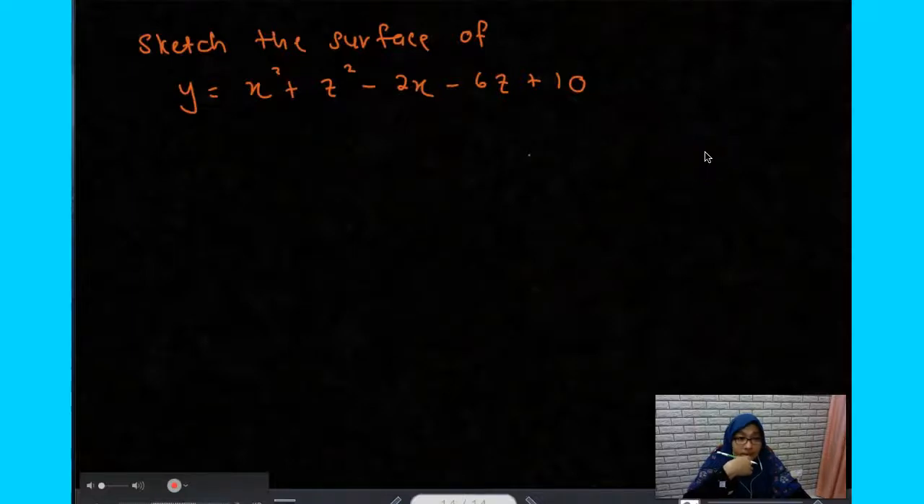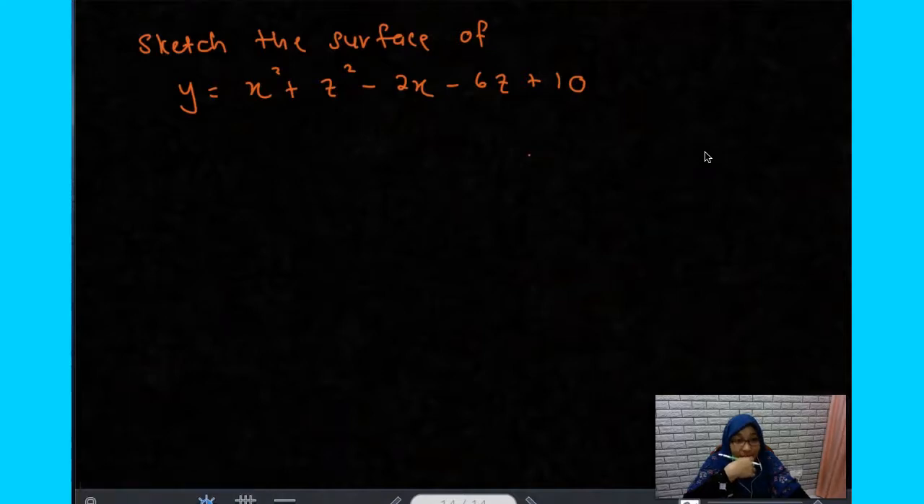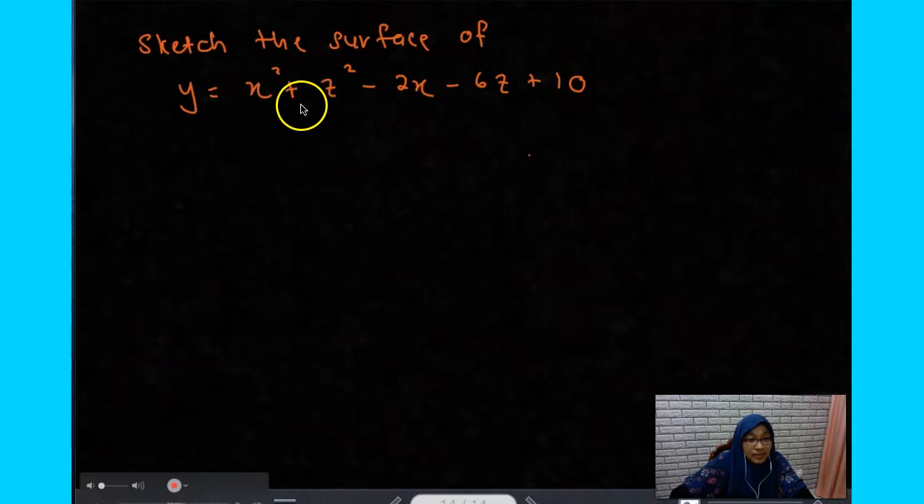Okay, here I want you to try. So let's try together to sketch the graph of this particular function. Sketch the surface of the function given y equal to x squared plus z squared minus 2x minus 6z plus 10.